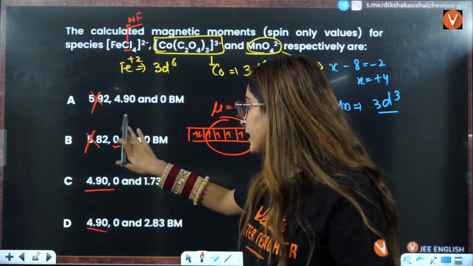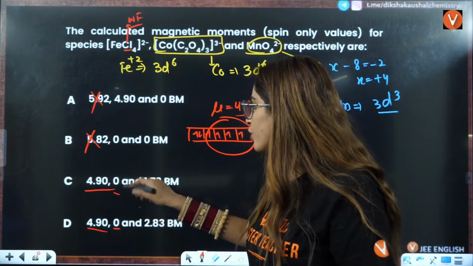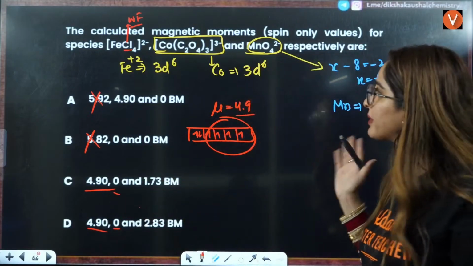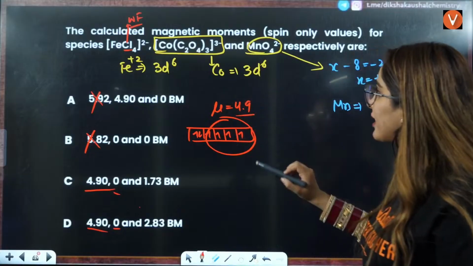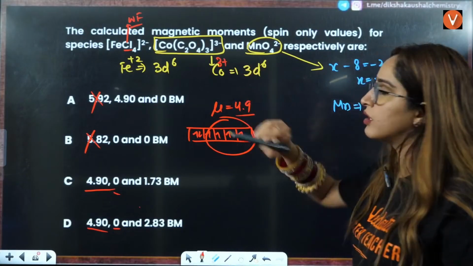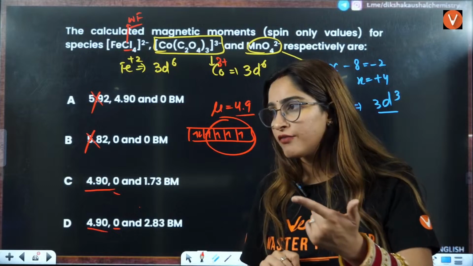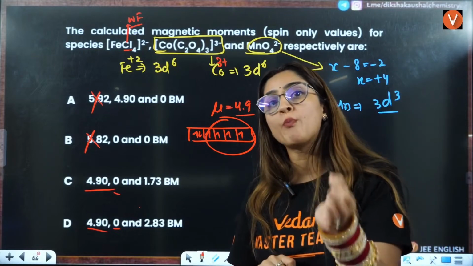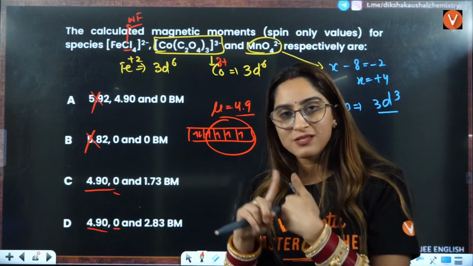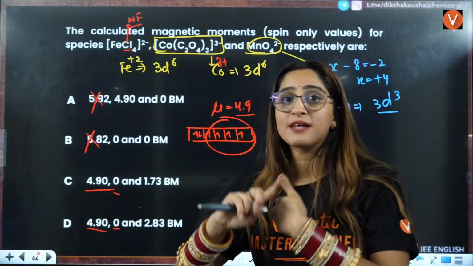Right. So here it is 0 and here also it is 0. For this, we don't even need to calculate, but still I'll tell you. For coordination, whenever you have cobalt 3 positive, oxalato and water behave as strong field ligands.